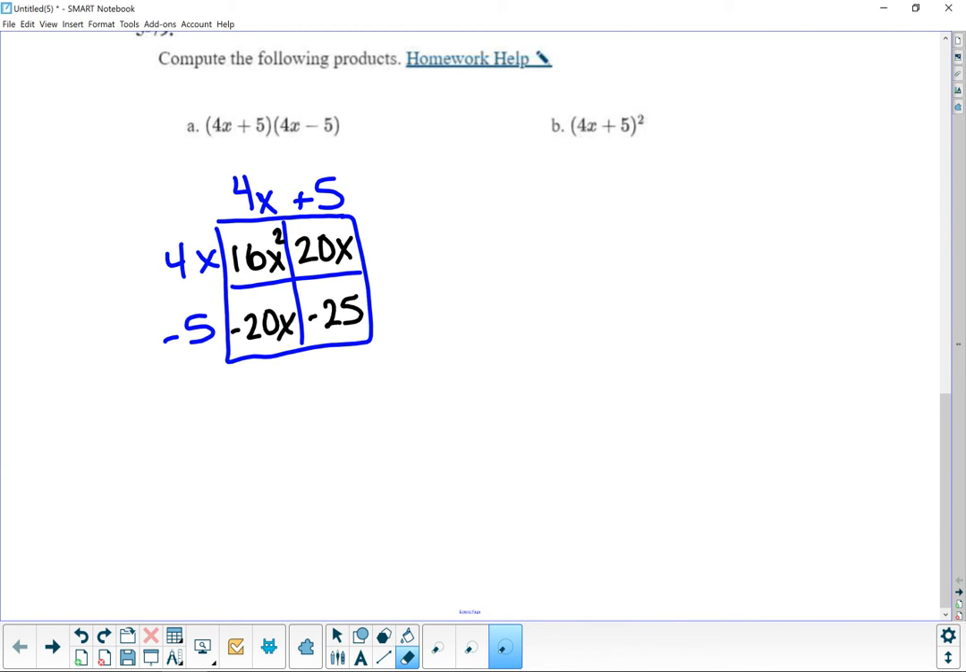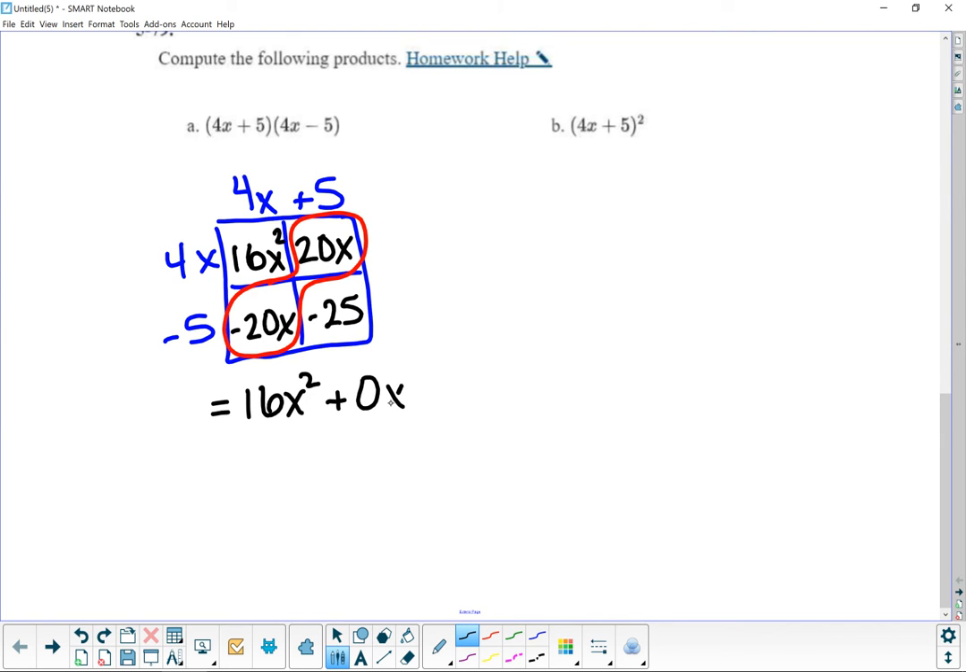All right. So now, to finish it off, I'm going to add the like terms, which are just these two. These are both x's, so I can add them together, which makes 0. So my final answer: 16x squared, and negative 20x and 20x makes 0x or no x's, and then minus 25. Okay, that's your final answer. You want to write it a little better, it could be 16x squared and then minus 25. You don't need to put the 0x.